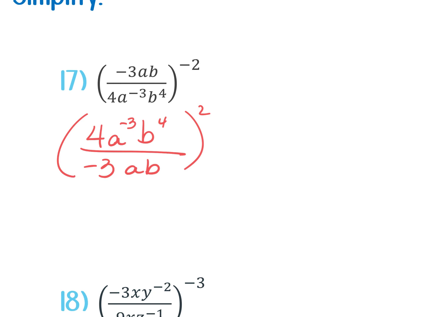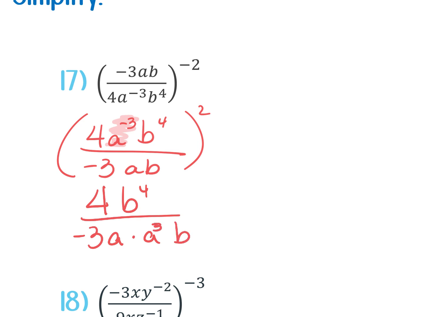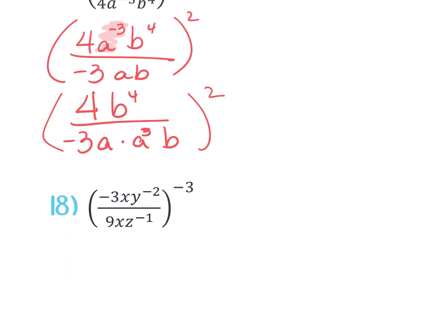Now, if you want to move the negative exponent to the denominator, I can do it that way. So it becomes 4b to the fourth over negative 3a times a to the positive 3 now because it moved, and then just the b. Now I still got that power of 2 on it. And these are going to be the types of questions you're going to get that are going to be more complicated on your test or quiz, or your quiz next week.